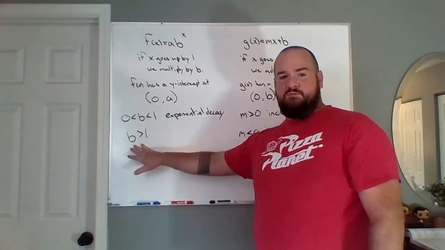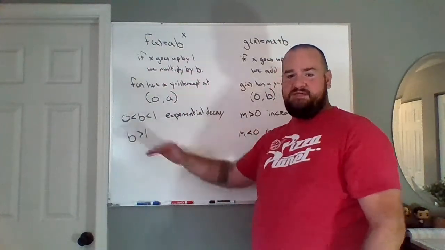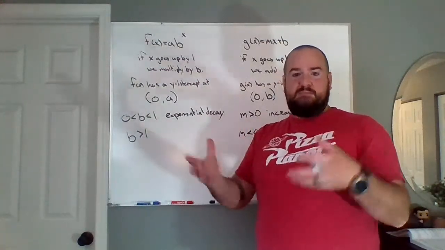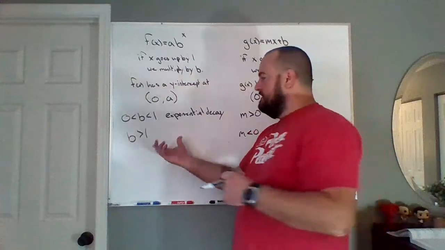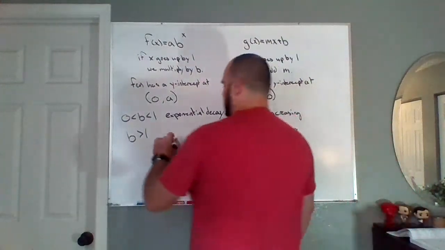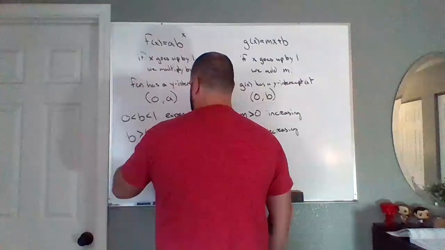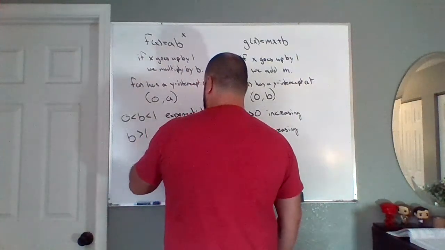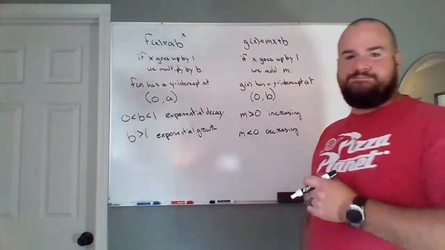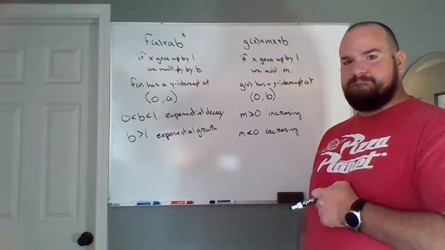And what if b is bigger than 1? Well, remember, as x goes up, we multiply by b. So every time x goes up, I multiply by something bigger than 1, which means my number gets bigger and bigger and bigger. So this is increasing. But with an exponential function, we call that exponential growth. And that's it. Pretty easy, right?